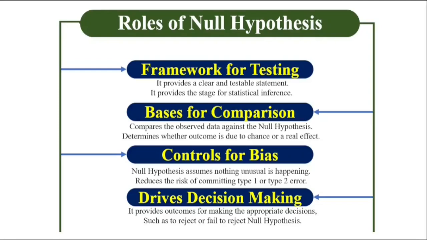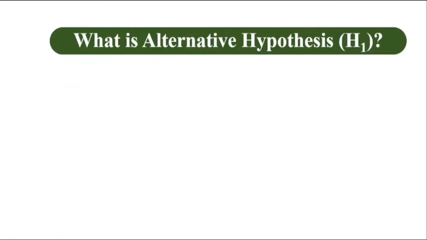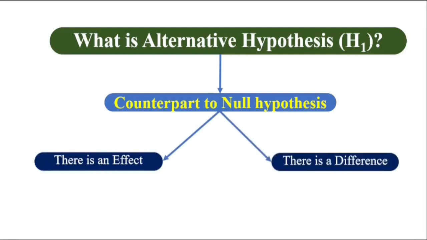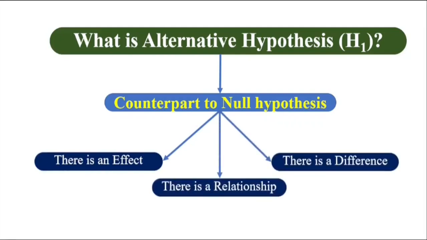Now, let's move to the alternate side. What is alternative hypothesis? The alternative hypothesis is a statistical concept in hypothesis testing. It serves as the counterpart to the null hypothesis and represents the outcome that the researcher or analyst is hoping to support with evidence from the data. It is a statement that there is an effect, there is a difference, or there is a relationship between variables.